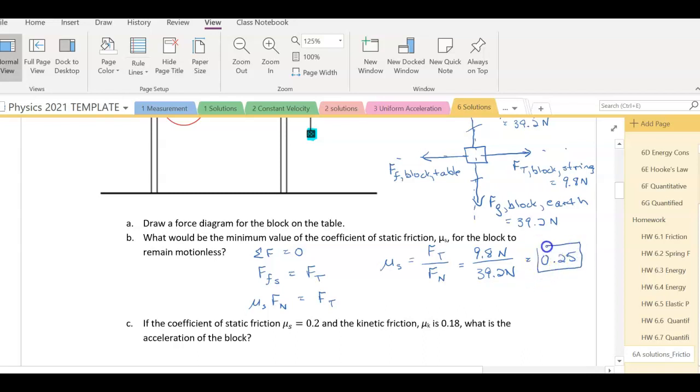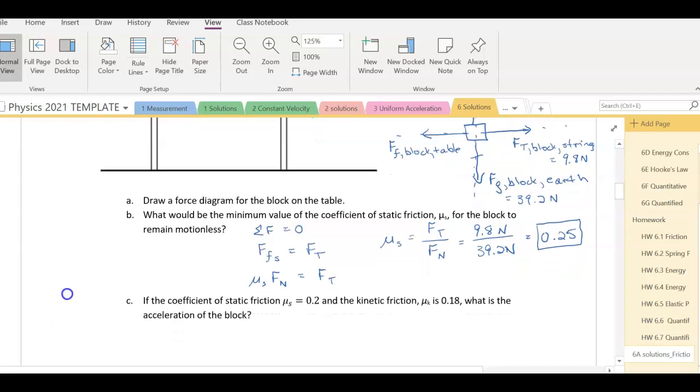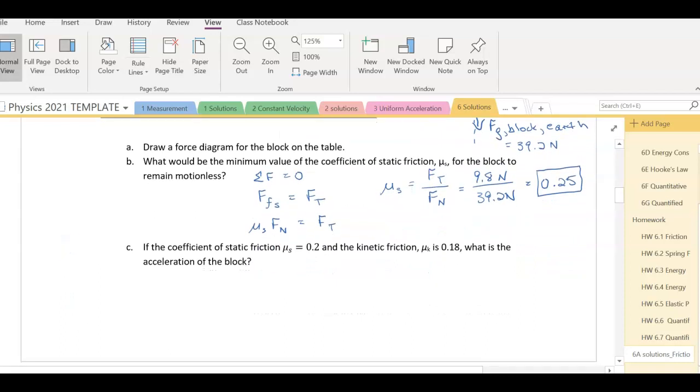So if the coefficient of static friction were 0.25, static friction would be large enough to balance the tension force, and therefore the block would not slide. But what if the coefficient of static friction were something less than 0.25? Let's say it was 0.2, and the coefficient of kinetic friction is 0.18. What would be the acceleration of the block?